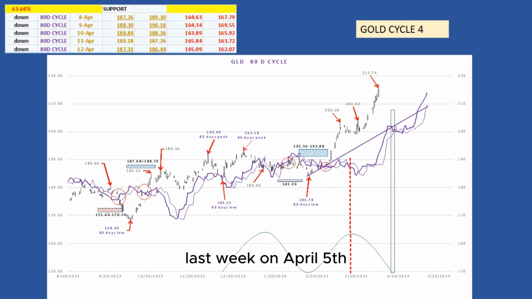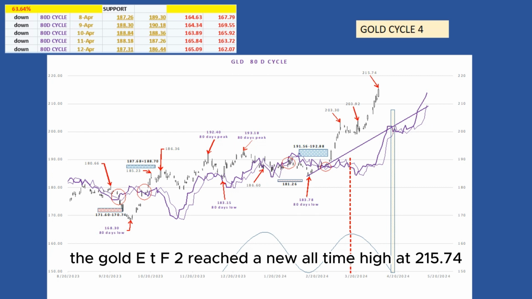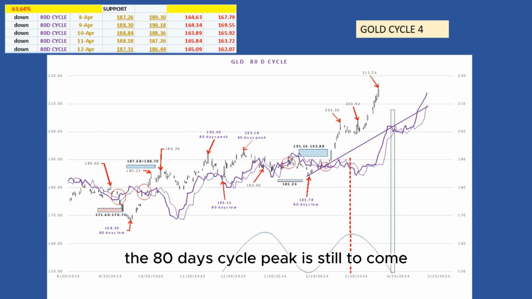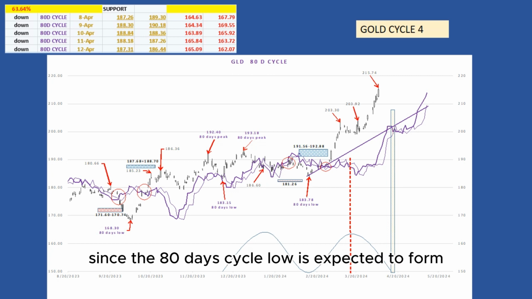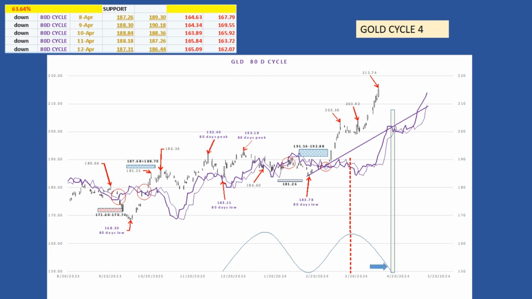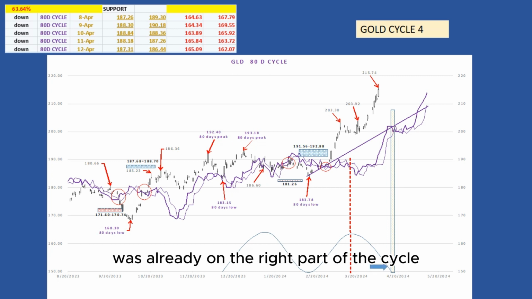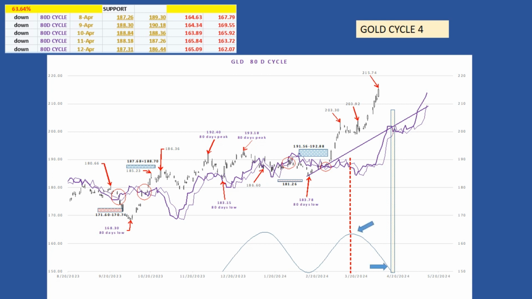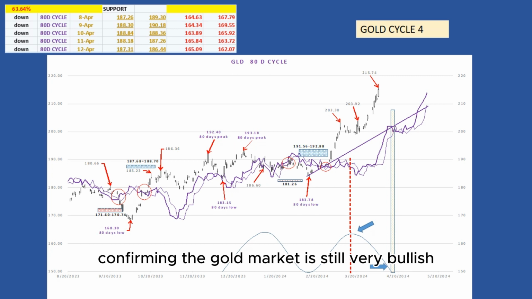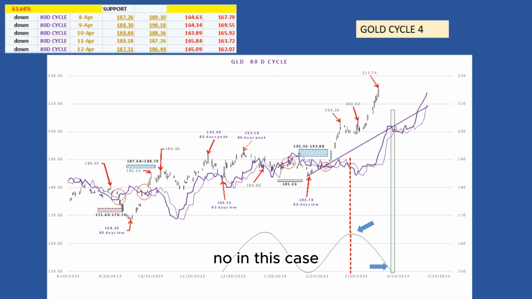Last week on April 5, the gold ETF reached a new all-time high at 215.74. The 80-day cycle peak is still to come and should form very soon, since the 80-day cycle low is expected to form on April 22. Last week's all-time high was already on the right part of the cycle, after the red dashed line, confirming the gold market is still very bullish. In this case we can expect a moderate correction.